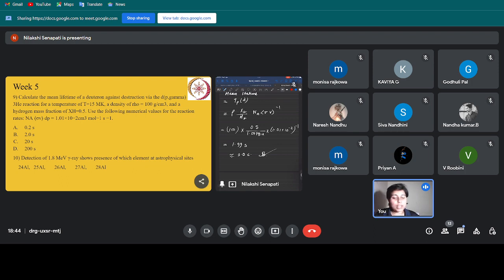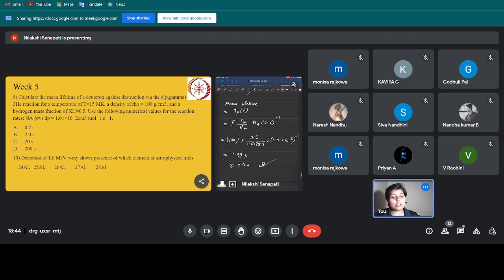That is how you need to calculate the mean lifetime in case of any proton capture reaction. Now the last but not the least, question 10. Detection of 1.8 mega electron volt gamma rays shows presence of which element at astrophysical sites? Okay, detection of 1.8 mega electron volt gamma ray. This is produced for which element? For which element do we get this energetic gamma?